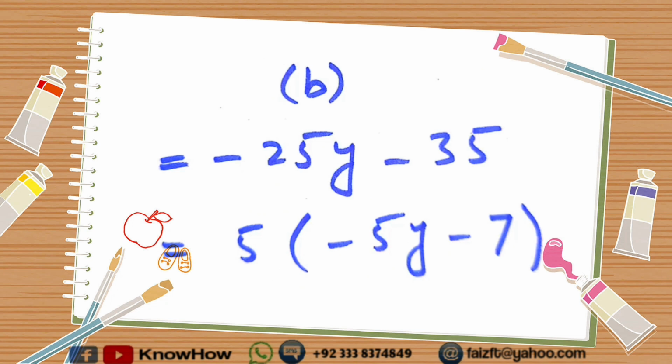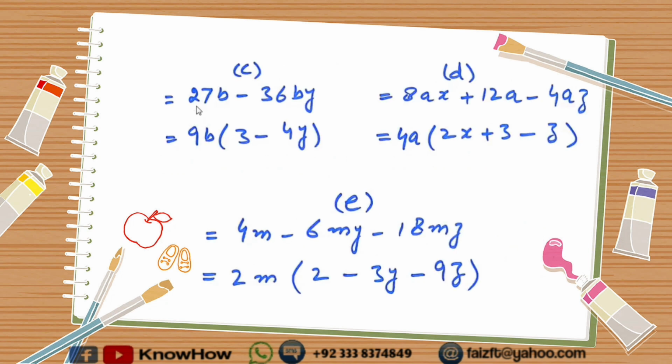Now in part B you can see minus 25y minus 35, so we have to take the common factor. 5 is the common factor because 25 and 35 are both divisible by 5, so we write 5 as the common factor and then divide 25 by 5, and we get minus 5y, and then again the minus sign, and 35 divided by 5 gives 7. So this is how we factorize this algebraic expression.